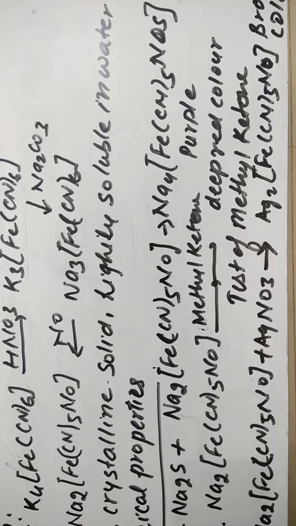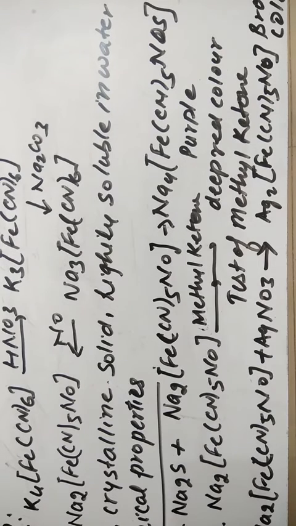Any type of methyl ketone reacts with sodium nitroprusside, then it gives a deep red color. It means it has methyl ketone, it has CH3CO. Now the next one is a test for the presence of sodium ion in sodium nitroprusside. If we react with silver nitrate, then it forms silver ferricyanide, which has a brown color. It means it is a representation of the sodium ion. Clear, students? Now this is the reaction of sodium nitroprusside.